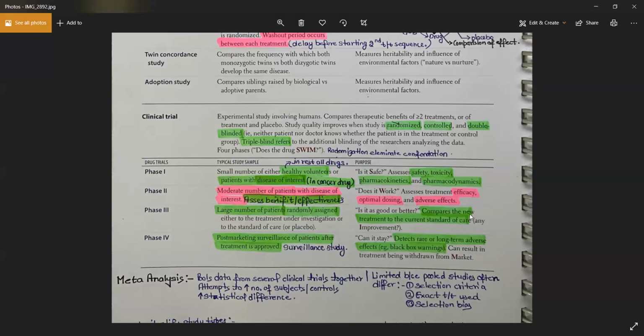Right? In phase 4, it is always post-marketing surveillance. Very important. Phase 4 is always post-marketing surveillance, and it will always detect the rare side effects or the long-term side effects of the drug. So phase 4 is a surveillance study. It will always detect the long-term side effects of the drug or the black box warnings that you know.